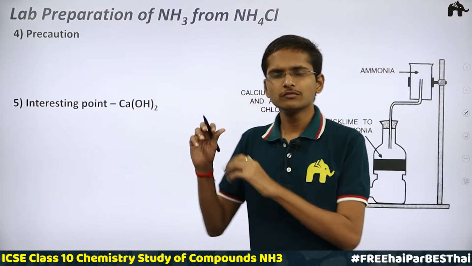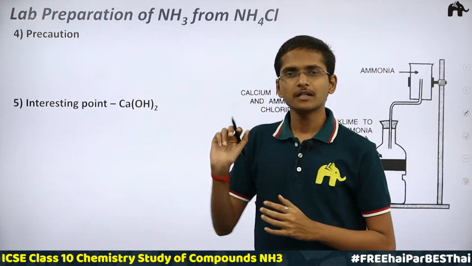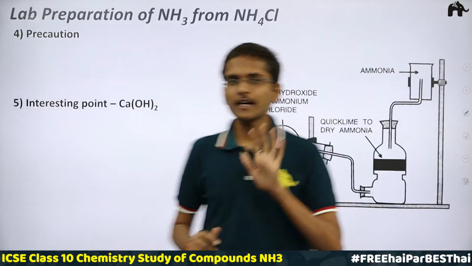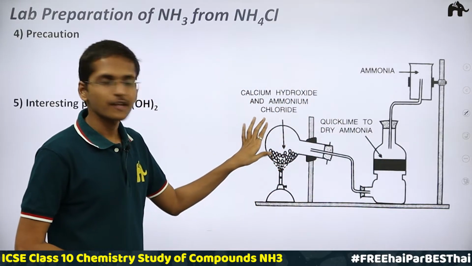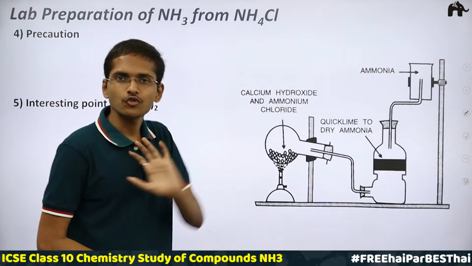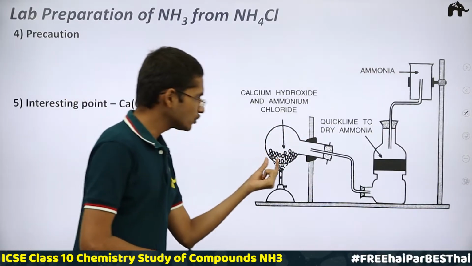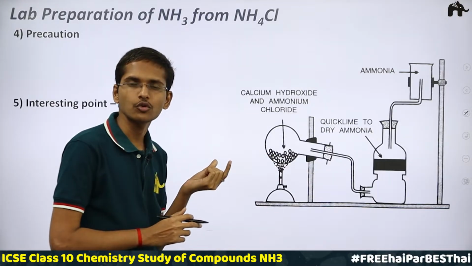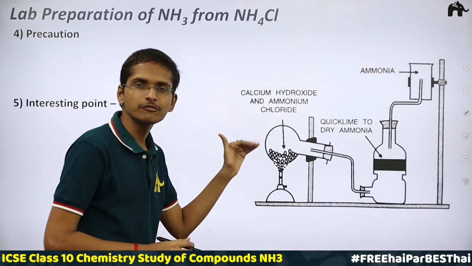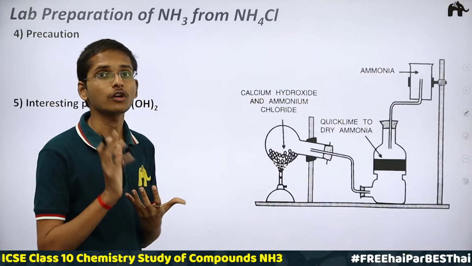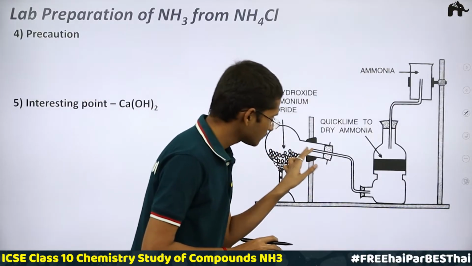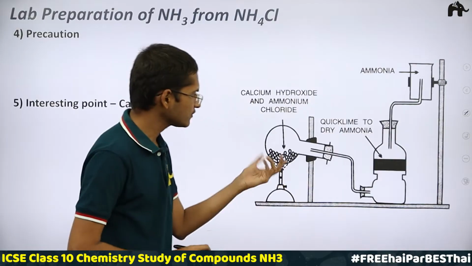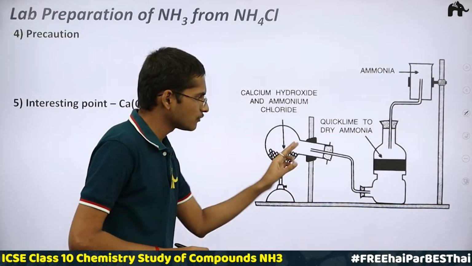So I told you at the starting point of this lab preparation that I will tell you the precaution for why we are using this round bottom flask in this slanting position. The interesting thing here is, after the reaction between the excess calcium hydroxide and ammonium chloride, when we heat them, we get ammonia, calcium chloride and water, right? So this ammonia gas passes through this tube, calcium chloride may remain here itself, but water is also there, right?